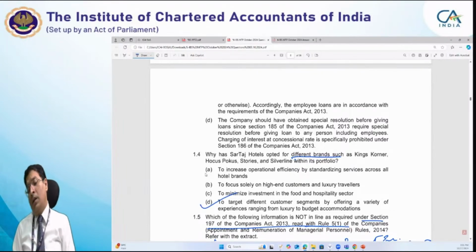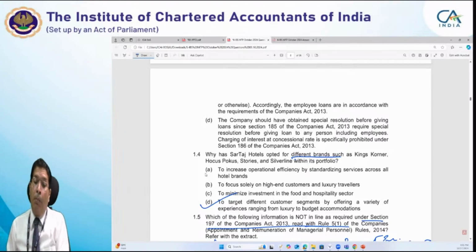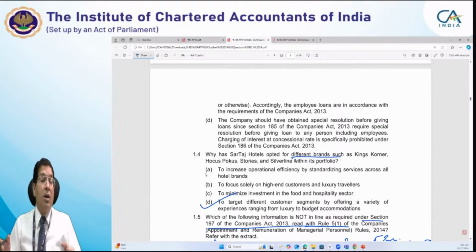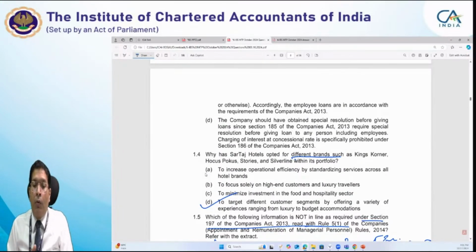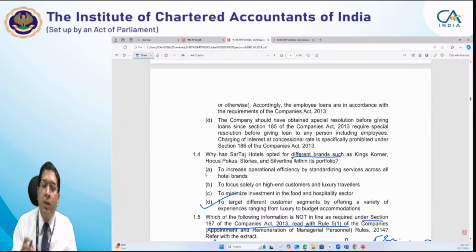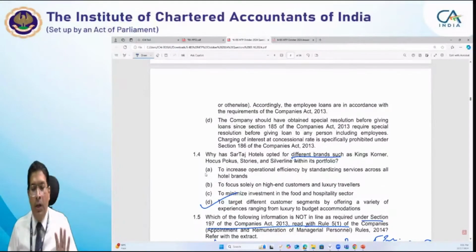Answer C is incorrect because it is not for minimizing the investment, but it requires lot of investment. Point B is also incorrect. It is not solely for targeting high-end customer. It is also for targeting mass customers. Therefore, it is following different brand strategy. And fourth is to increase operational efficiency. To increase operational efficiency, company have to consolidate the business instead of expanding. Therefore, this point is also incorrect. Therefore, only option D is correct.